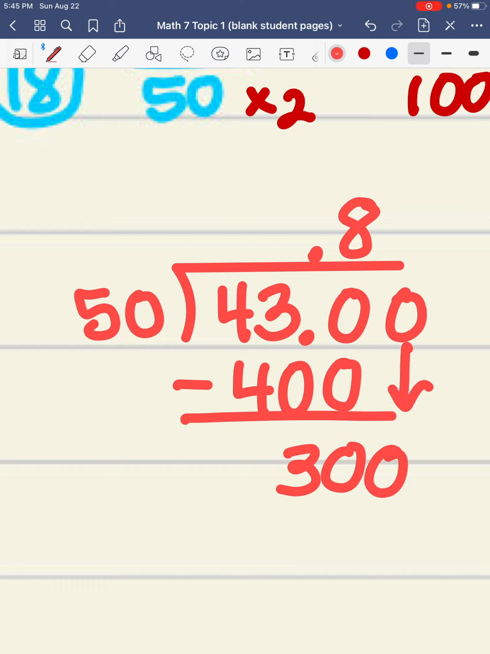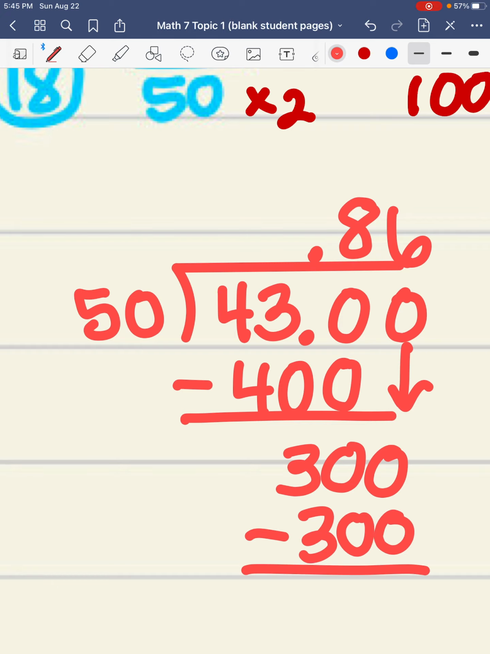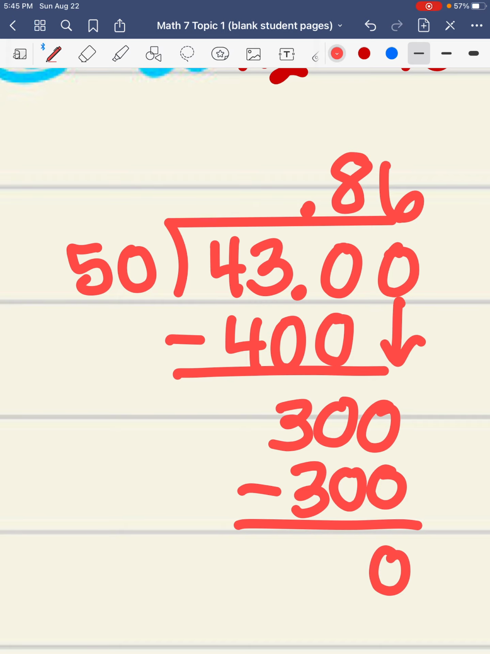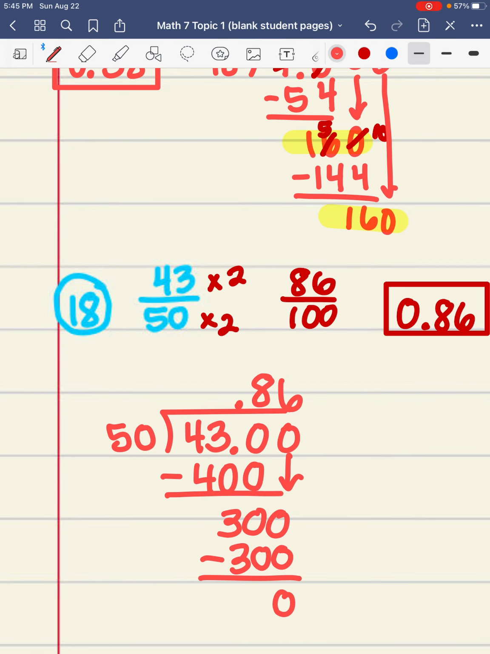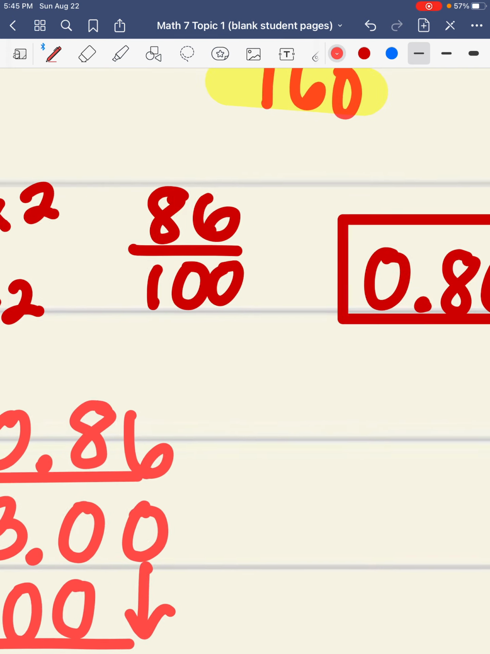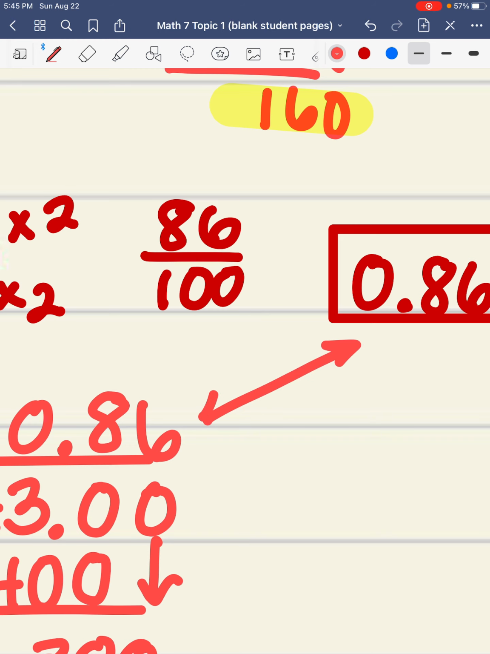Can 50 go into 300? It sure can. 5 times 6 is 30, so we have 300 for 50 times 6. 300 minus 300 is 0, so this decimal ends. So we have 0.86. Notice we have the exact same answer.